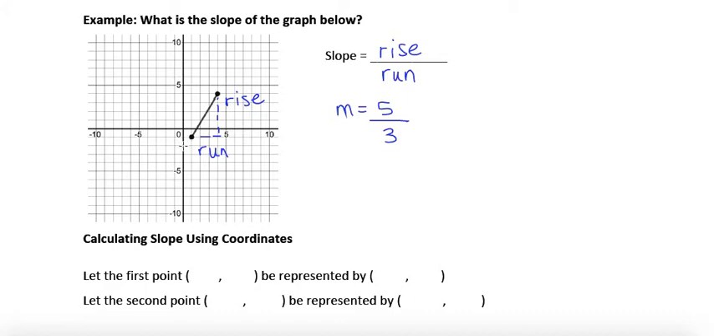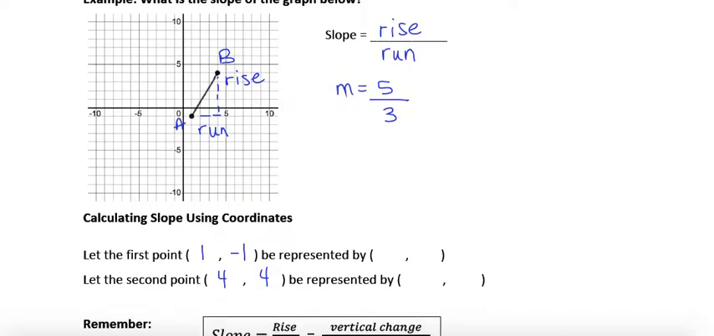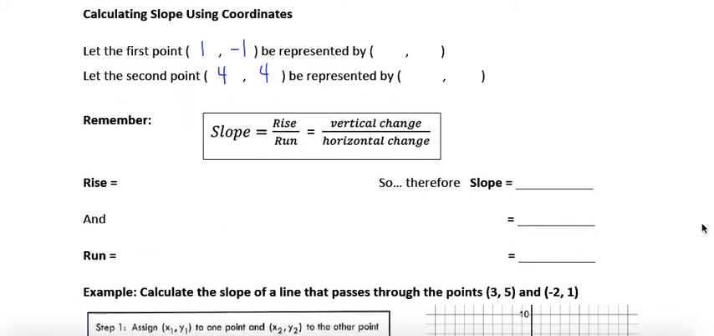So I'm going to call this point A, and the second one point B. So the first point has a coordinate of +1 and -1. So I'm going to write that down here. And the second point, point B, has a coordinate of +4 and +4. So now that I've identified what the coordinates are from that graph, we're going to use that information to find the slope. So I'm going to let my first point be x1, y1, and my second point be x2, y2.